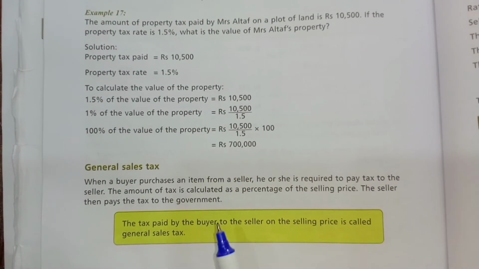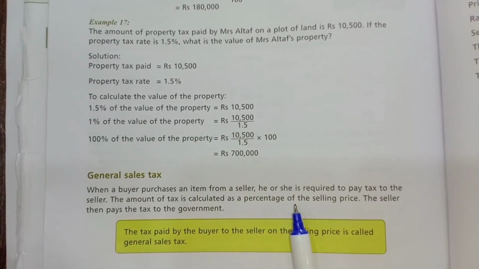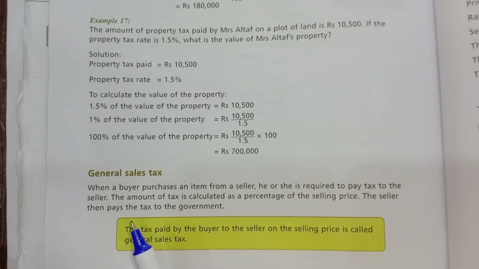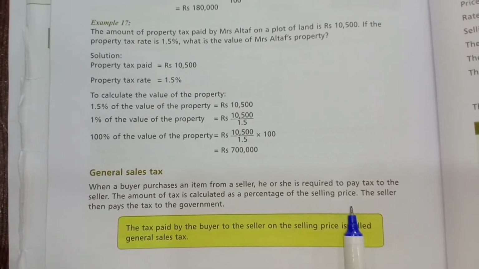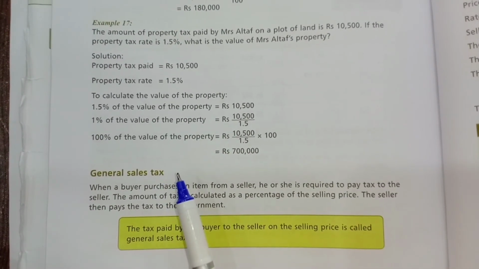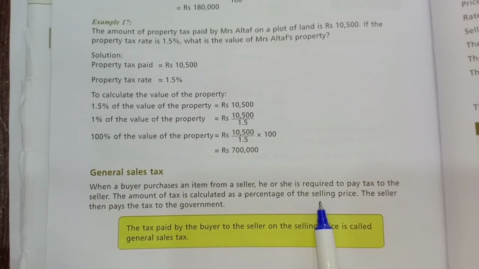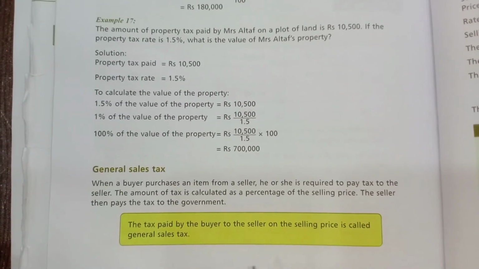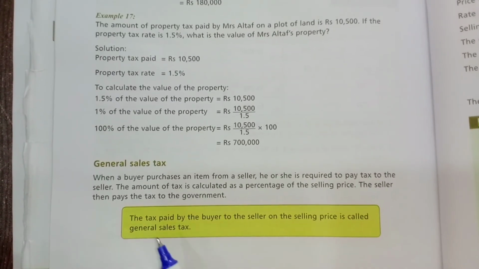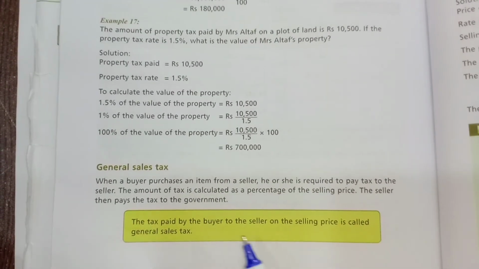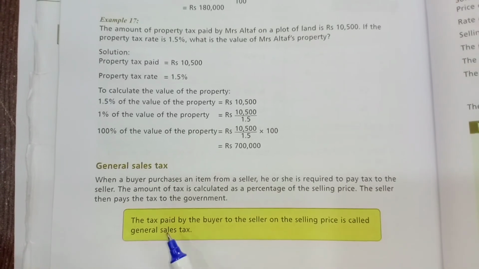So when a buyer purchases an item from a seller, he or she is required to pay tax to the seller. The amount of tax is calculated as a percentage of the selling price. The seller then pays the tax to the government. So the tax paid by the buyer to the seller on the selling price is called the general sales tax.